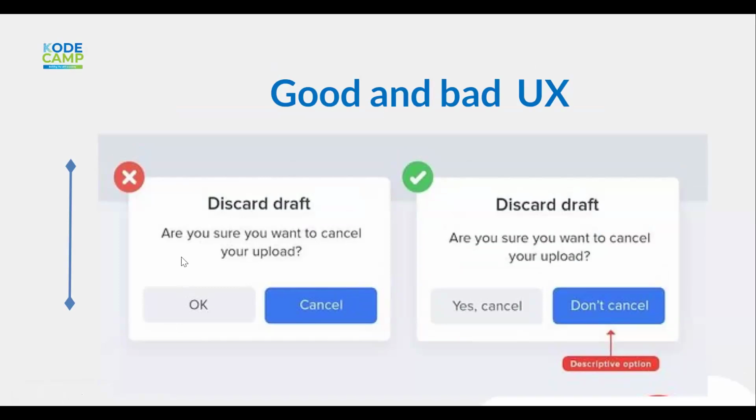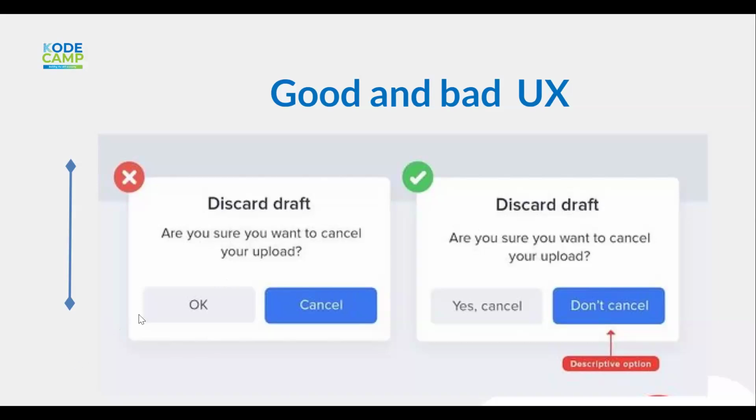Looking at the first one, it's not really descriptive. You have: discard draft, are you sure you want to cancel your upload? So they have, okay, cancel what? Looking at the second one, you have: are you sure you want to cancel your upload? Yes, cancel, don't cancel. You can also go and read more about good and bad UX. If you have any question, you can always communicate on the chat, on the channel.